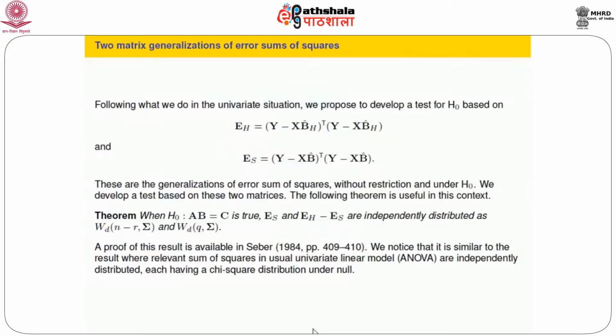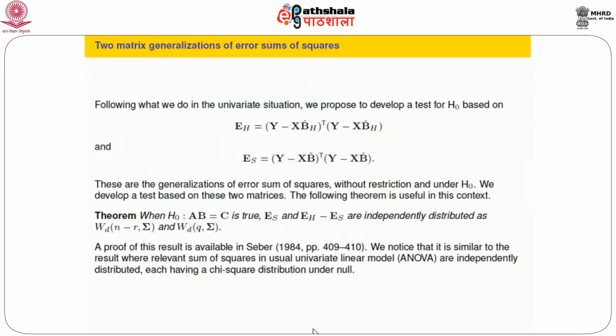The technical result is: when H naught, AB is equal to C, is true, then the matrices ES and EH minus ES are independently distributed as Wishart distributions, ES with dimension D and degrees of freedom n minus r, sigma, and EH minus ES with Wishart distribution Q and sigma. What is Q? Q is the rank of A. A proof of this result is available in Seber, which we are heavily following and dependent on in this series of lectures.